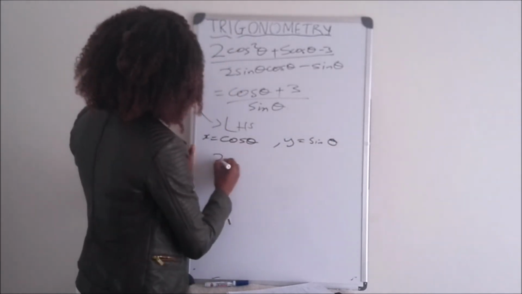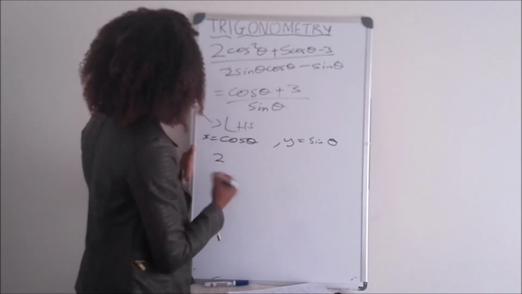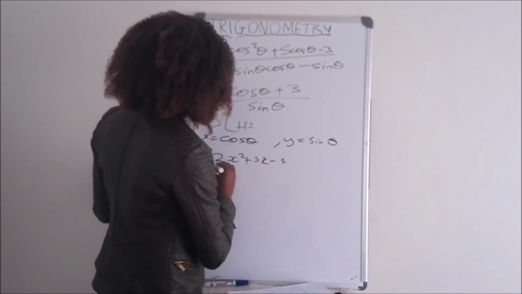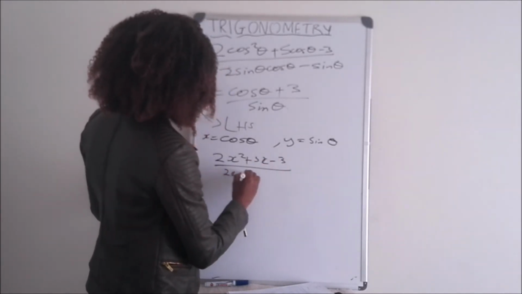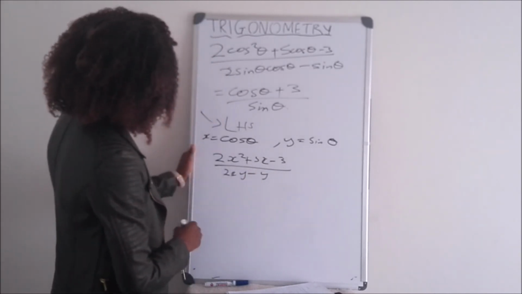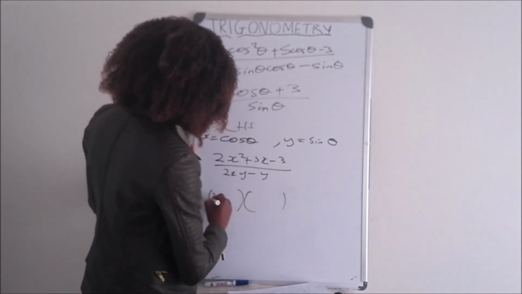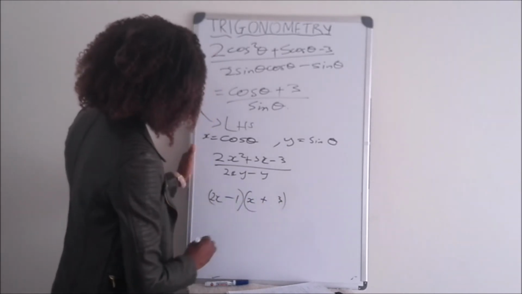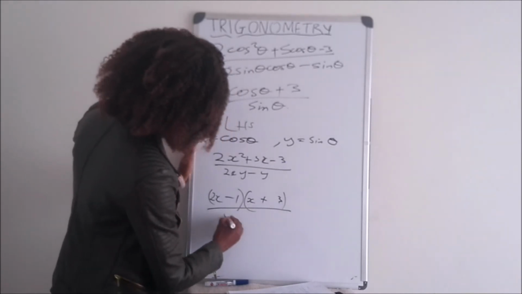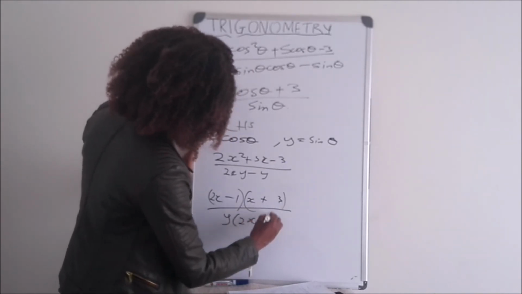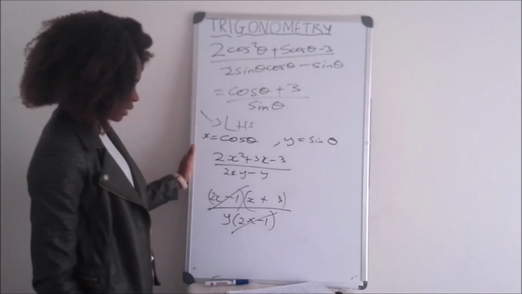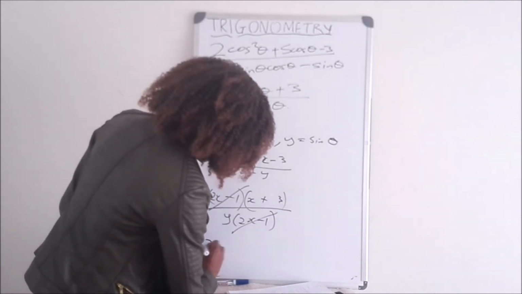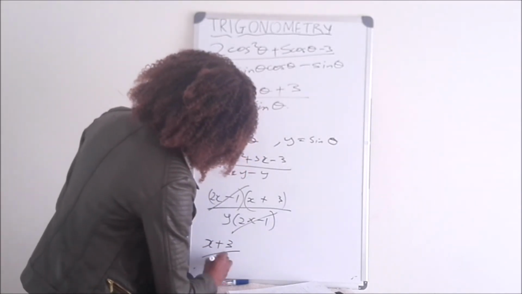Alright, then in the numerator we have 2x squared plus 5x minus 3, divided by y times 2x minus 1 in the denominator. Then in the numerator, factorizing, we'll have 2x and x, and 3 and 1, of which this will be plus and this will be minus. And in the denominator, we'll take out the common factor and we'll be left with 2x minus 1. This and this will cancel out, and we'll only be left with x plus 3 divided by y.